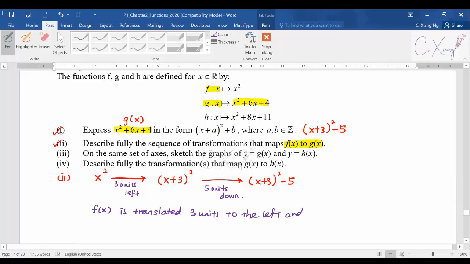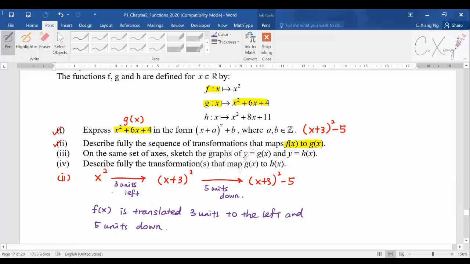Okay, and also what happened? 5 units down. Okay, so what I want to tell you is the keywords are all very important. The first one is you have to show them that it is translated, or maybe shifted also can. The second thing is you must have the unit with the direction. So 3 units to the left and also 5 units down. Okay, so this is how we describe fully the sequence of transformation.